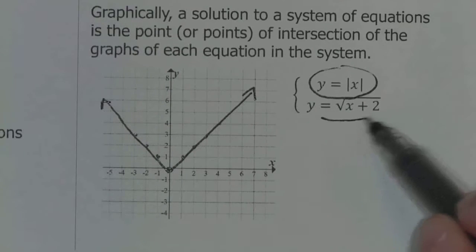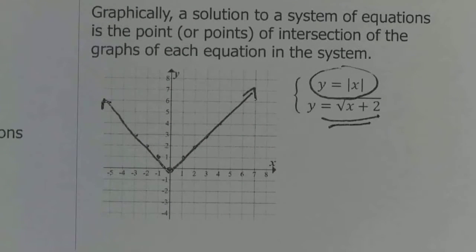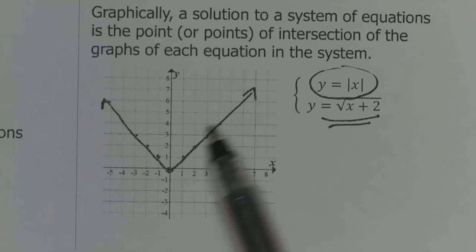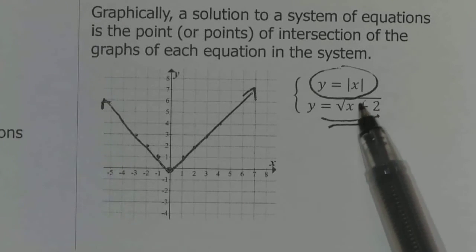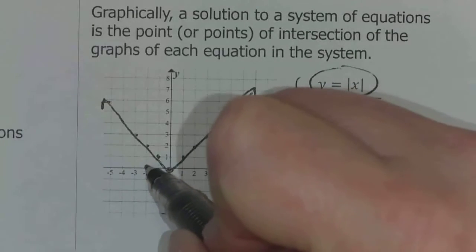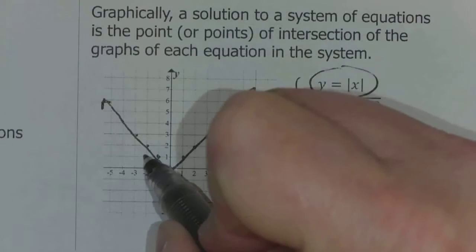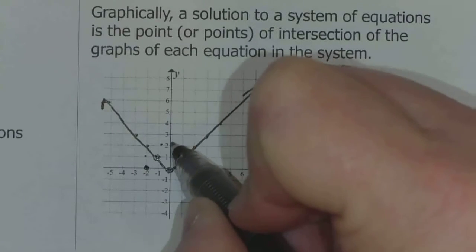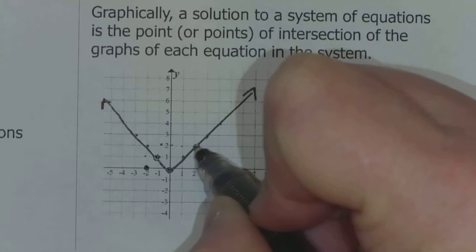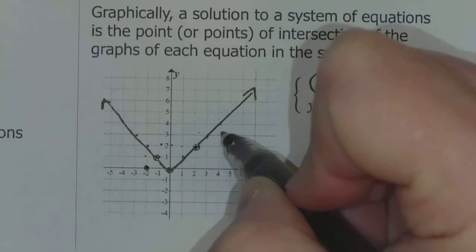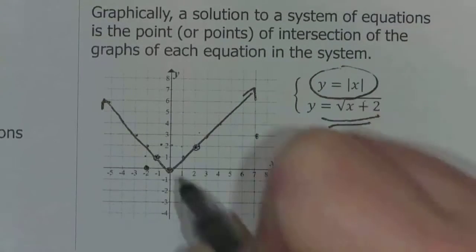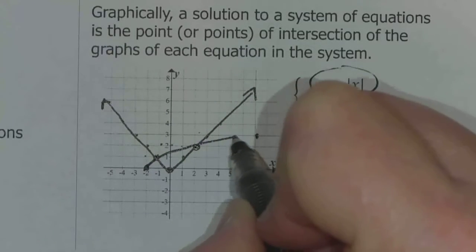Then what I'm going to do is graph this other equation. This equation here is a square root graph, which means it's kind of a parabola laying on its side. So the plus 2 tells me to move left 2, and then I follow my pattern. Up 1 over 1, up 1 over 3, up 1 over 5. And my graph goes through those ordered pairs.